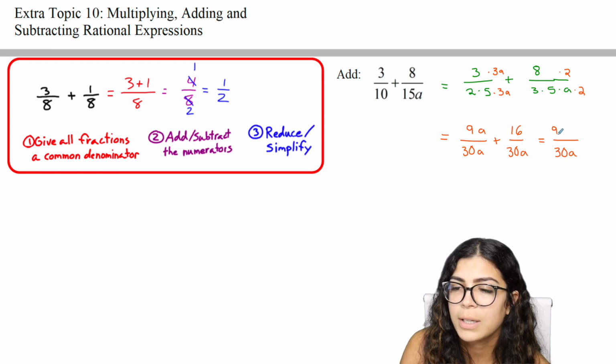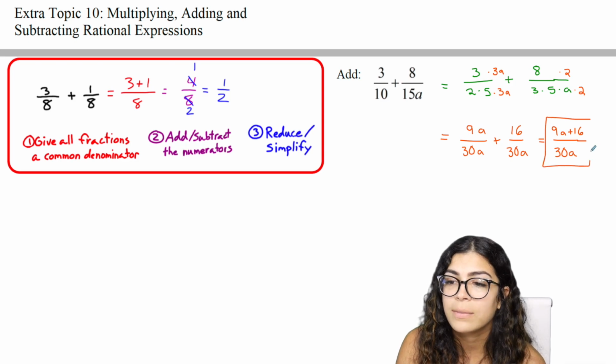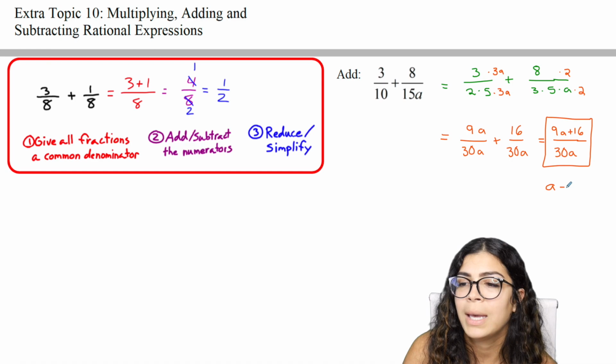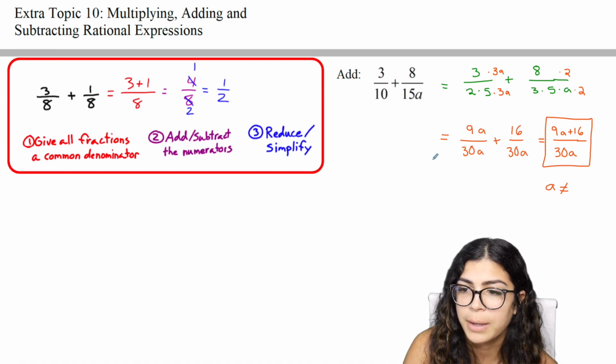Okie dokie. And that is our final result. And again, as long as you have a variable in the denominator, you have to state what value that variable cannot be. So a cannot be 0. And that is a part of the answer, okay?